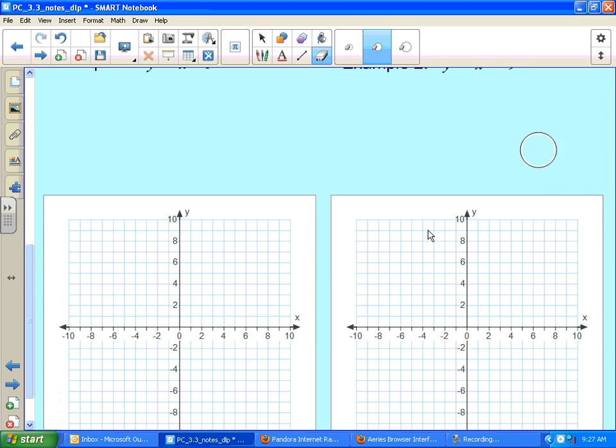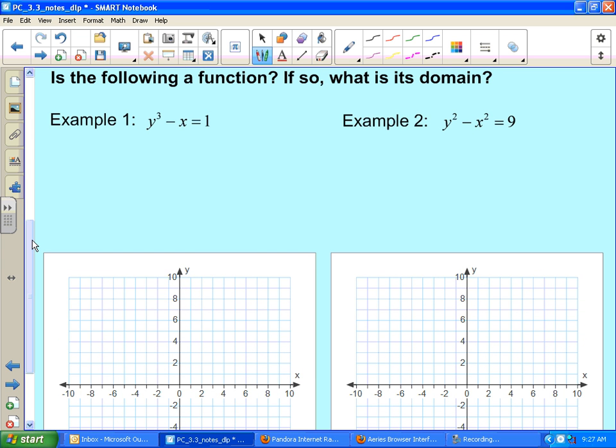All right, so we did this one yesterday. We graphed y equals, remember we took this and we solved it for y. Took the cube root of everything. And ended up with that. And then we talked about the parent function. The parent function was y equals the cube root of x.